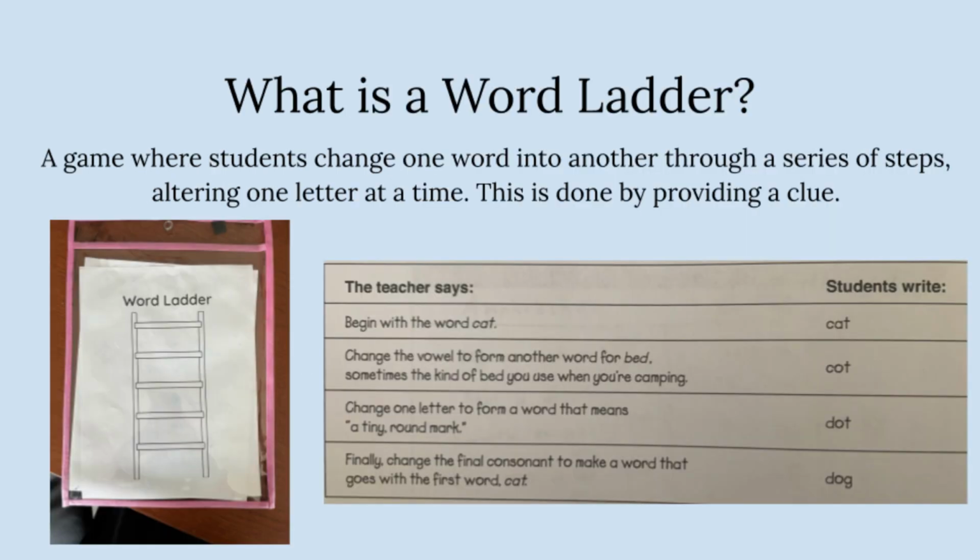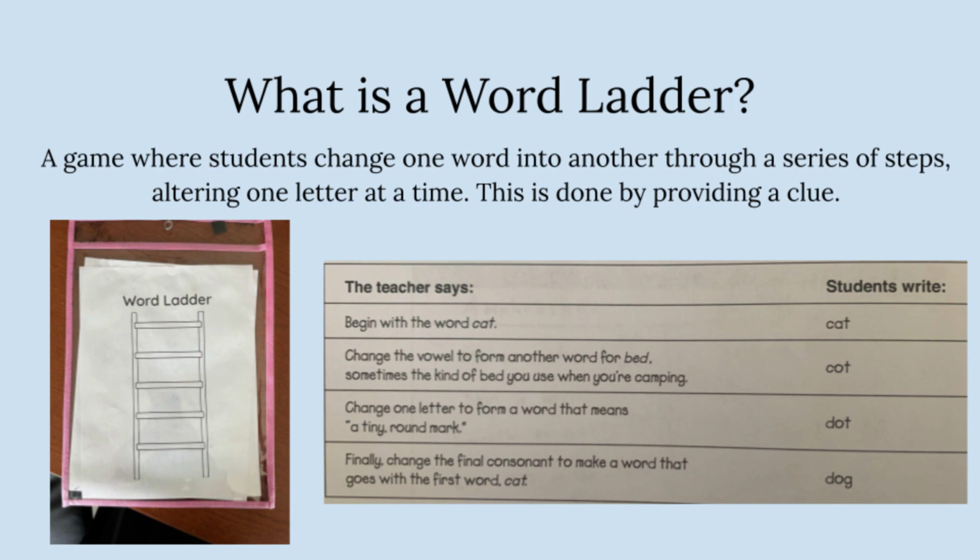Now, what is a word ladder? A word ladder is a game where students change one word into another word through a series of steps. Now, they are guided by a clue to guess the other word. The goal is to use as few steps as possible to change the word into the next word. This often occurs by changing one letter. I've pulled the example from our textbook.